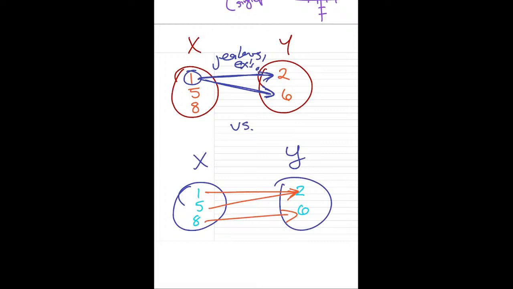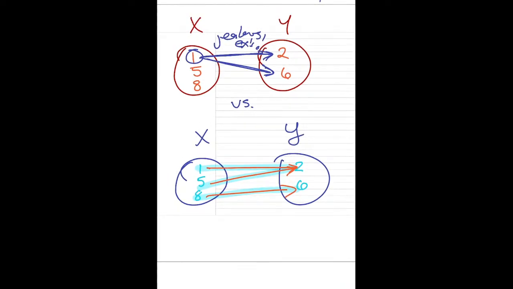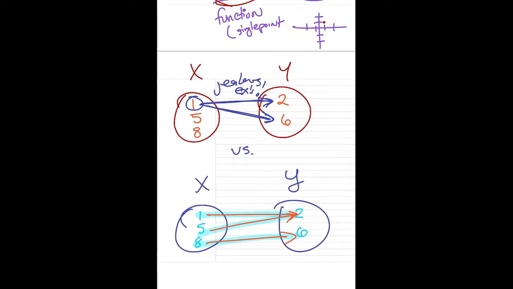Here, let me highlight it for you. Let's zoom in. This x points to this one points to this one points to this one. Compare that with here. This one is pointing to this, and it's pointing to this. This is jealous x's. This is not a function. This is a function. Okay, because each x is pointing to one y.